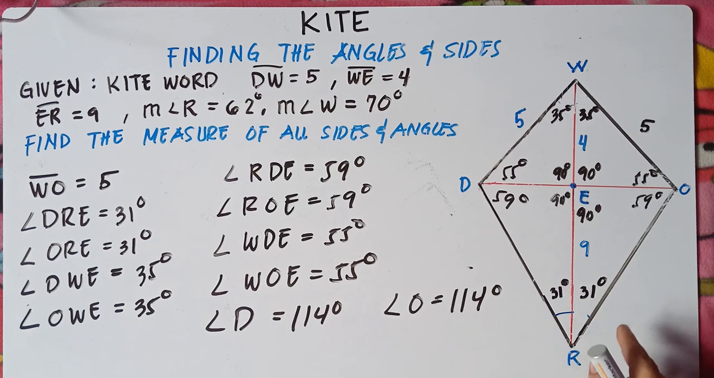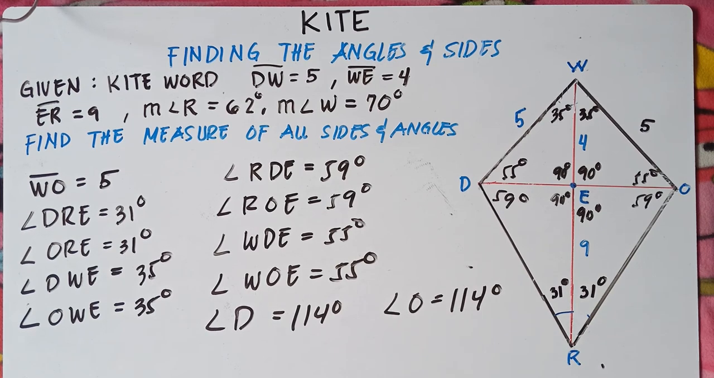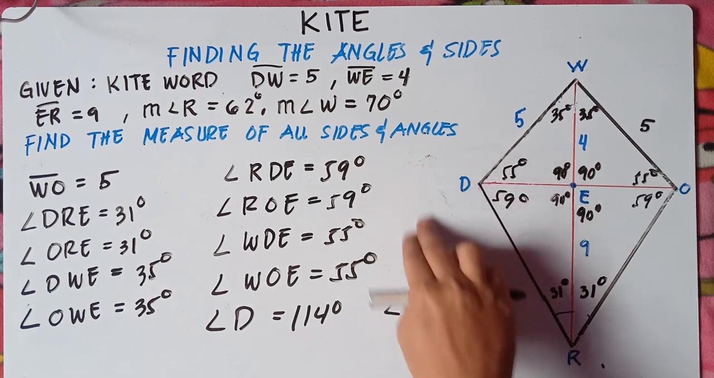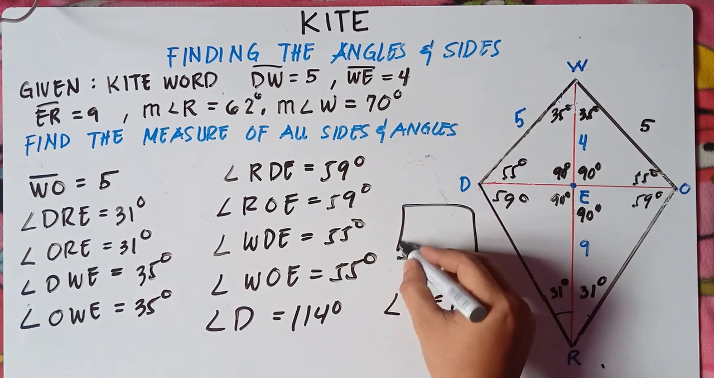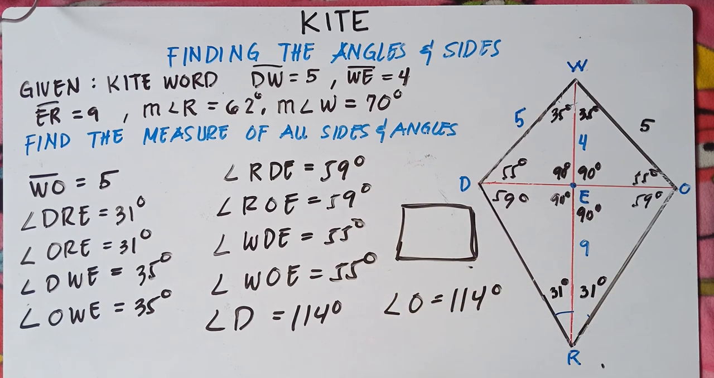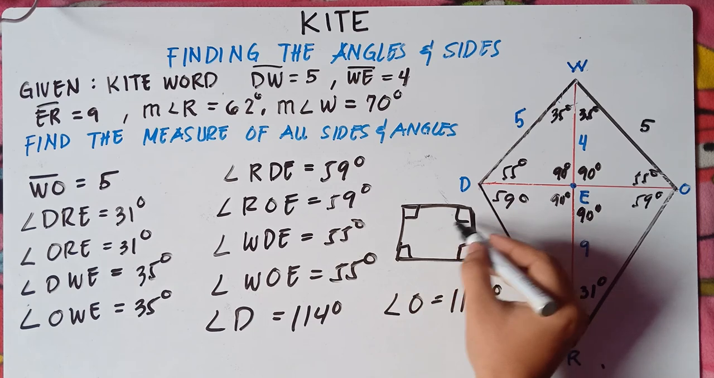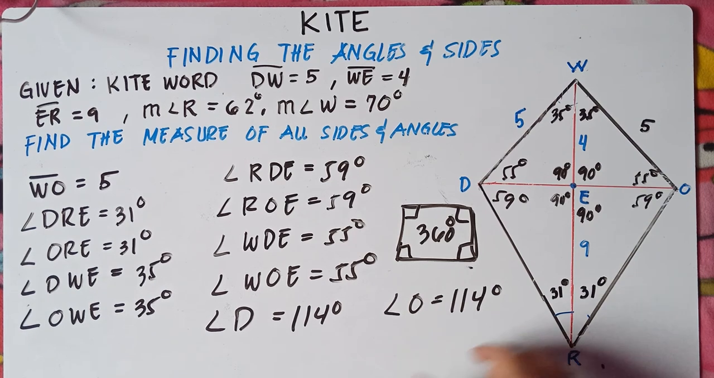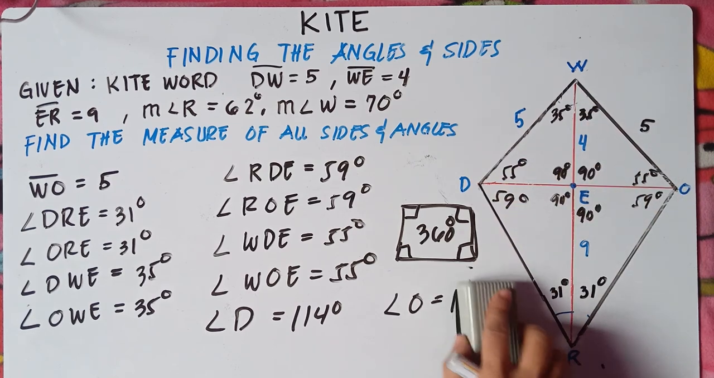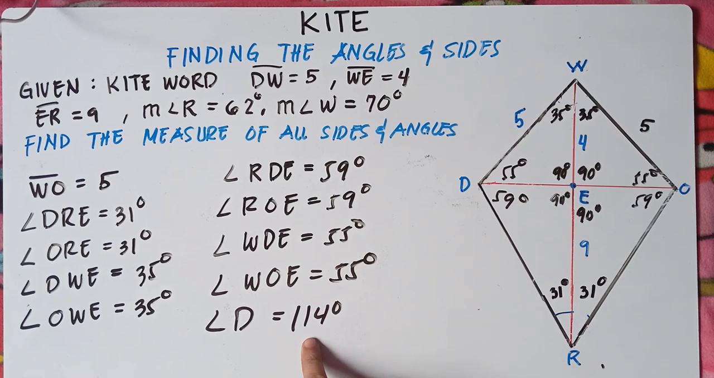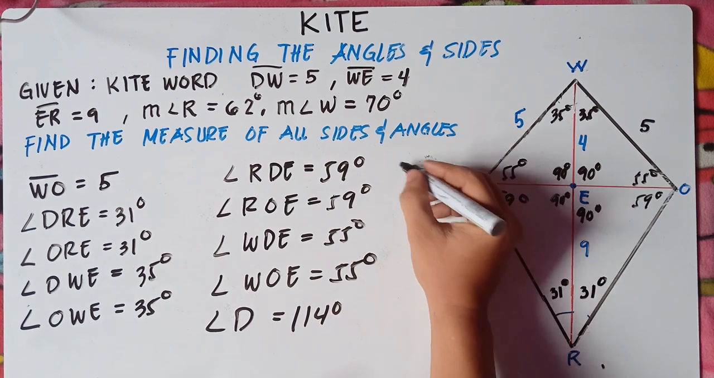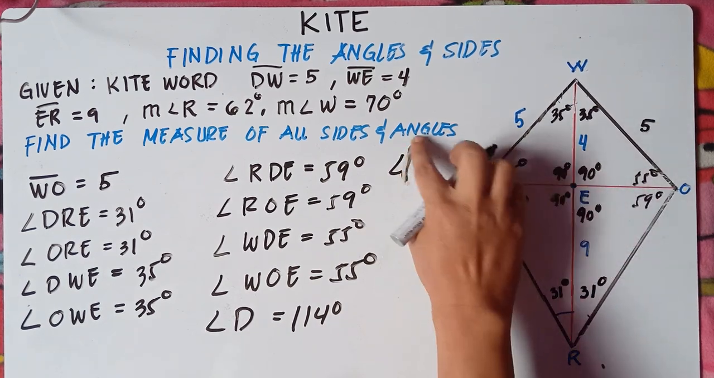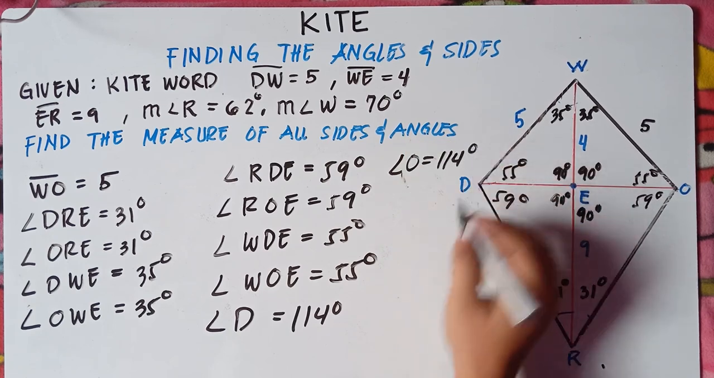If we add those, do not forget, class, that in any quadrilateral, the sum of interior angles should be 360. For example, a square: if we add the measure of interior angles, 90, 90, 90, 90, it should be 360 degrees. So any quadrilateral, the measure of interior angles should be 360 degrees. Since this is a kite, it is a quadrilateral. So let's check. Angle E is 114, angle O is 114. Let's check if we get 360.